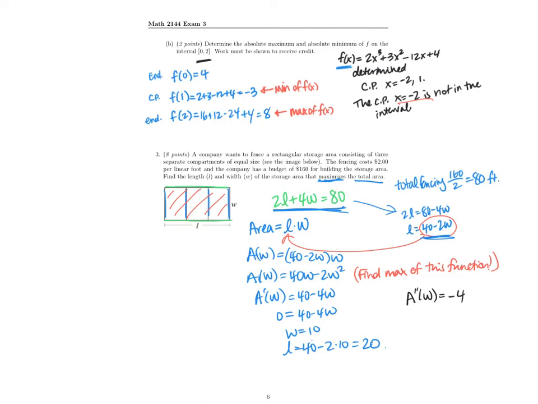So what that means is that my function at that critical point is concave down. So that means it is a maximum. And that's what we were looking for, because we wanted to maximize the total area, not minimize. So those are our dimensions, length and width.